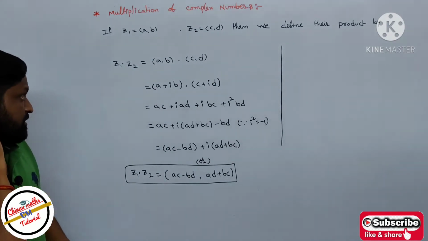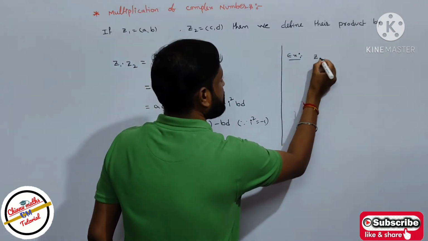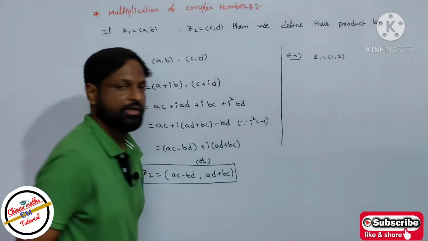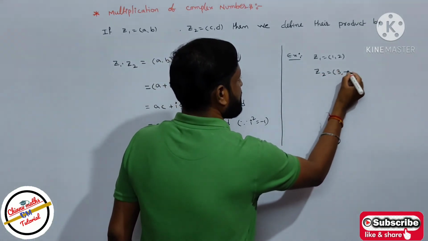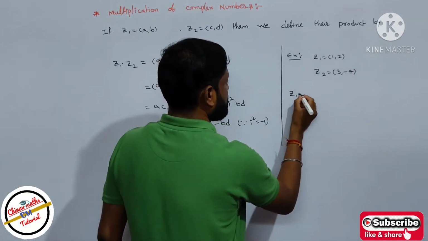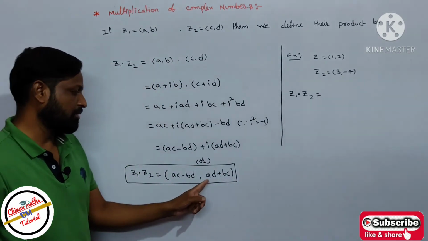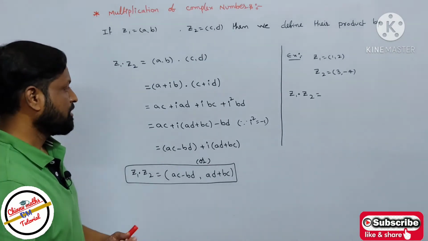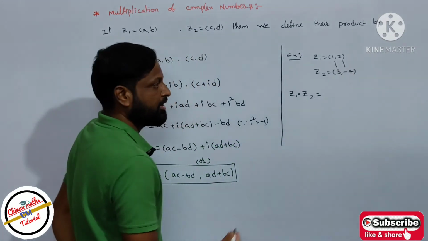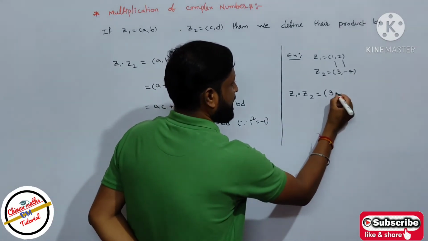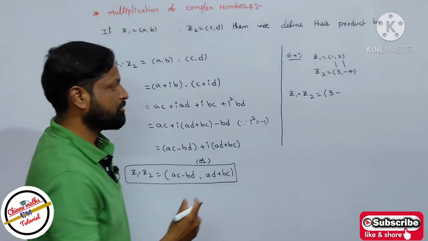Next, we will take one example. Take Z1 equal to (1, 2) and Z2 equal to (3, minus 4). Then write the product of the two complex numbers, Z1 times Z2, using this principle: (AC minus BD, AD plus BC). See here, how can we remember that? First you have to multiply these two: 1 into 3 is 3, minus 2 into minus 4, which is minus 8, and minus into minus gives plus 8.